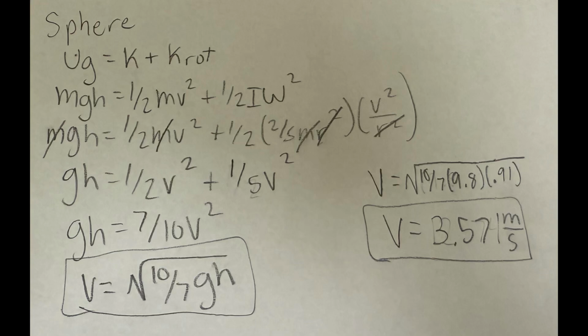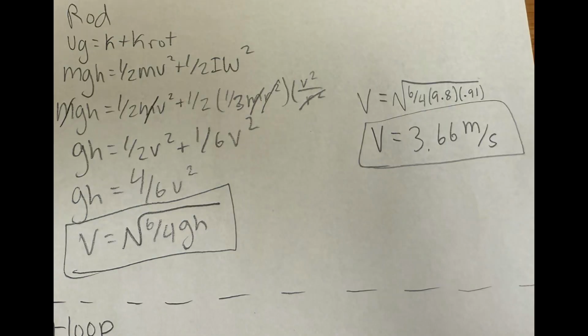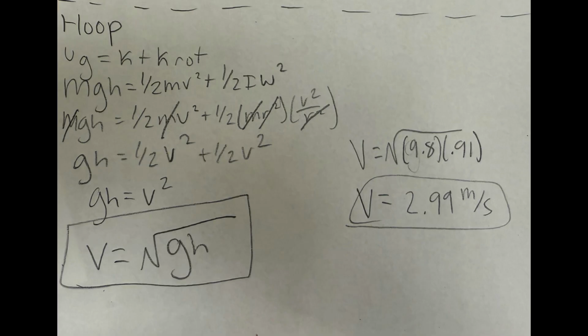We then must plug in our g of 9.8 and our height of 0.91 meters. After that, we have concluded that our sphere's velocity will be 3.57 meters per second, our cylinder's velocity will be 3.45 meters per second, our rod's velocity will be 3.66 meters per second, and our hoop's velocity will be v equals 2.99 meters per second.